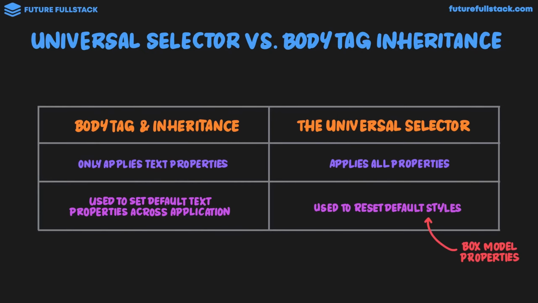The universal selector is primarily used to reset default styles, which again, we need to learn about box model properties to implement. In a one-sentence nutshell, the body tag and inheritance is used to apply styles, whereas the universal selector is used to remove styles. So that's probably the easiest way to think about it. Body tag and inheritance, adding text styles. Universal selector, removing default styles.